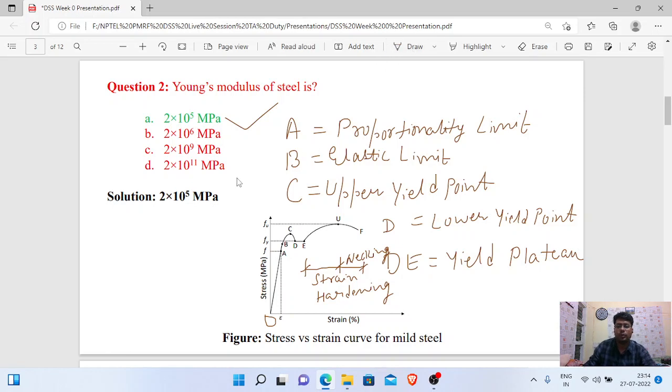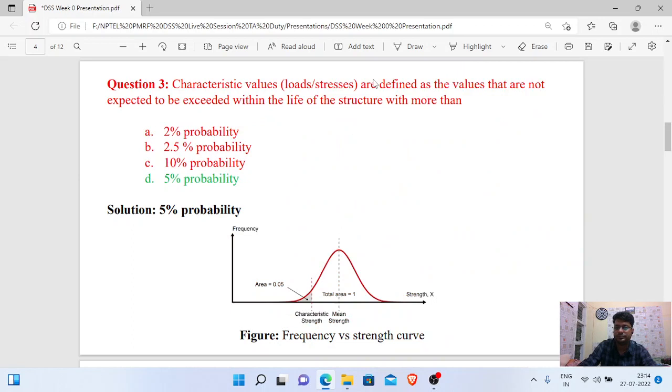So now coming to the next question. Question 3. Characteristic values, load or stresses are defined as the values that are not expected to be exceeded within the life of the structure with more than, and options are 2%, 2.5%, 10% and 5%. So correct answer is 5%.